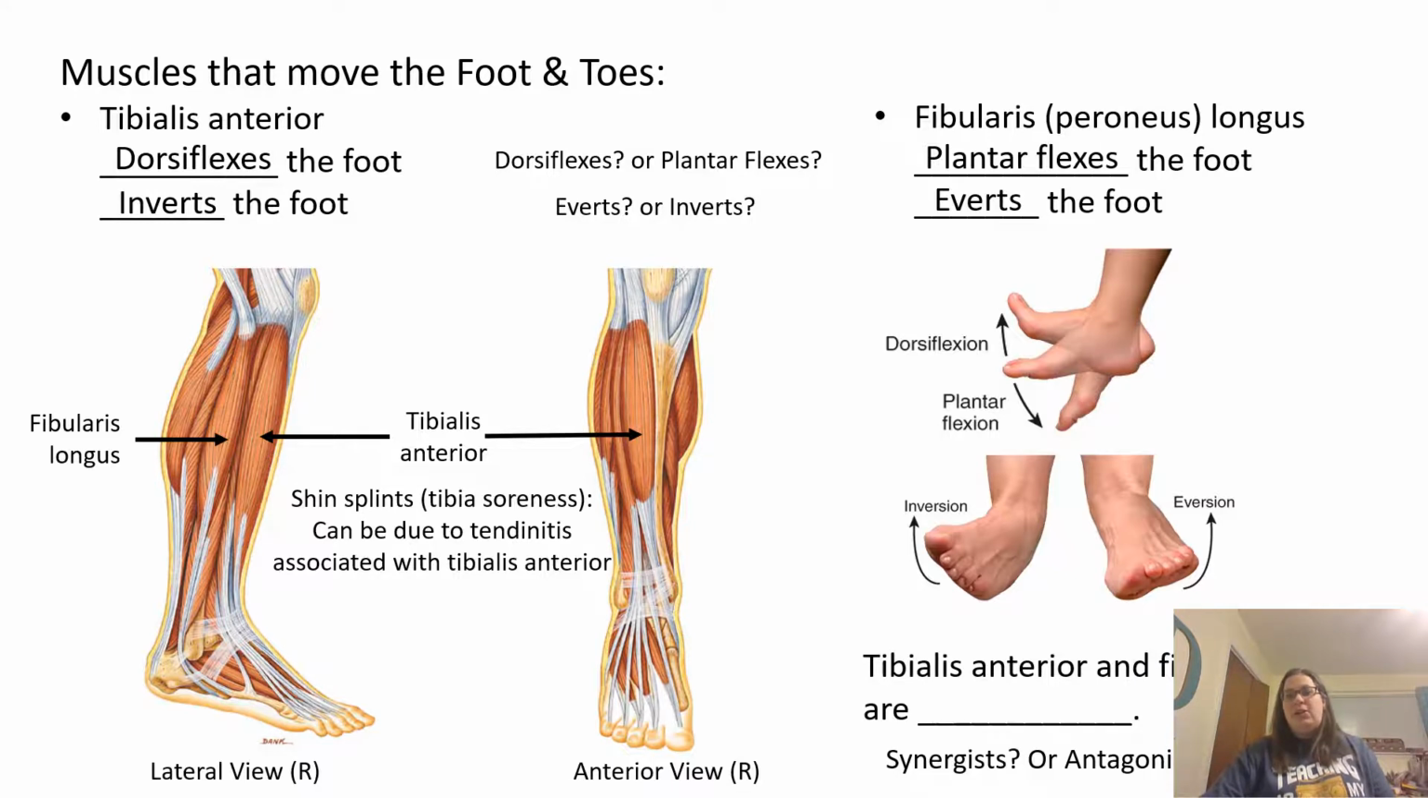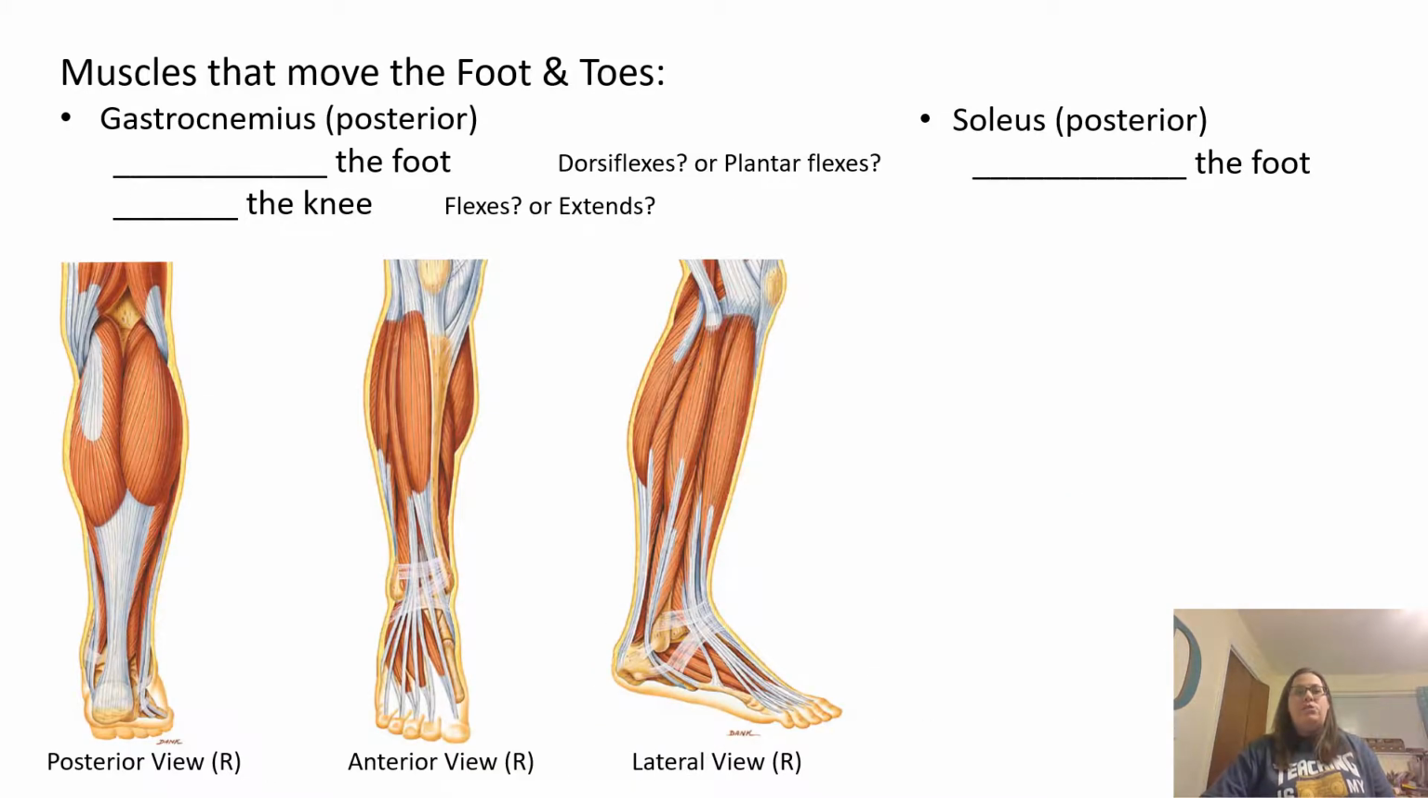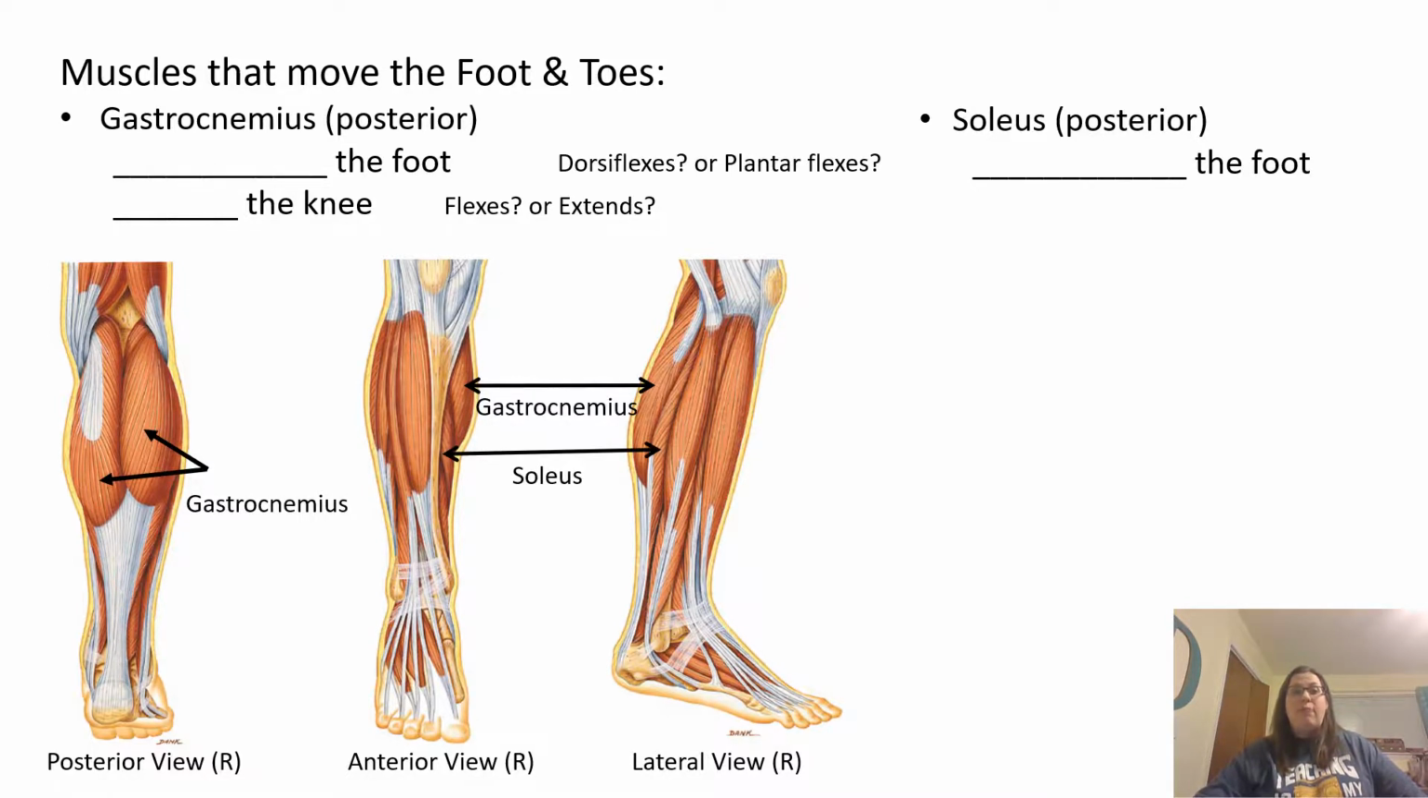So the tibialis anterior and fibularis longus, if they do opposite movements, are they synergist or antagonistic? They are antagonists. We also have the gastrocnemius. This is on the posterior side of the calf. We see that the gastrocnemius is going to be on the posterior part of the leg. Okay, we also have the soleus, which is found on the posterior part. The gastroc is a lot of times known as your calf muscle, and the soleus is a little bit deeper. Now the gastroc is going to help plantar flex the foot, and so is the soleus. So they're going to do the same movement where we're going to see them help point the toes.